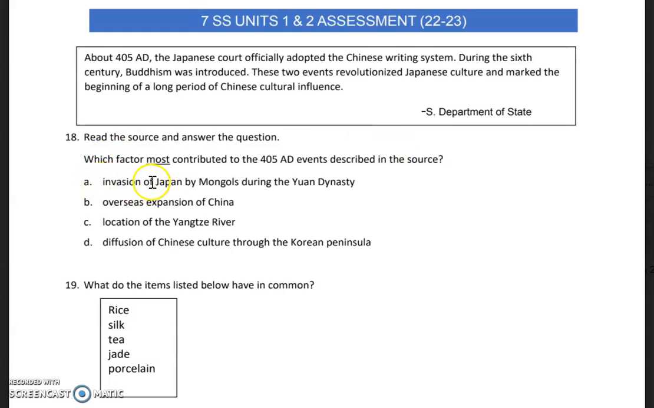A. Invasion of Japan by Mongols during the Yuan dynasty. B. Overseas expansion of China. C. Location of the Yangtze River. D. Diffusion of Chinese culture through the Korean Peninsula.